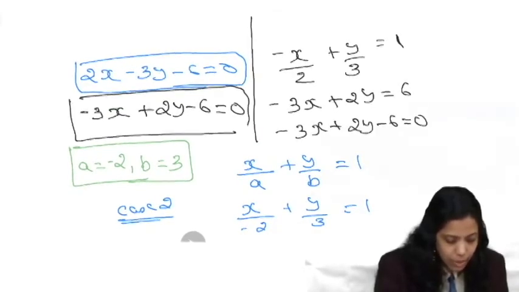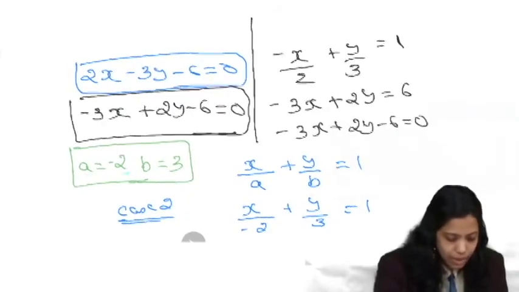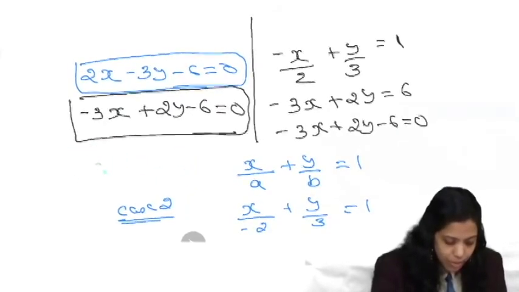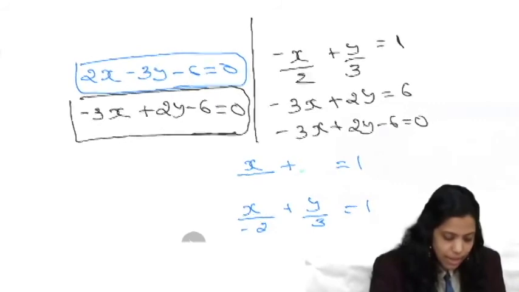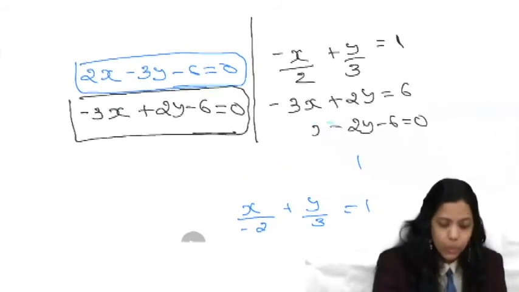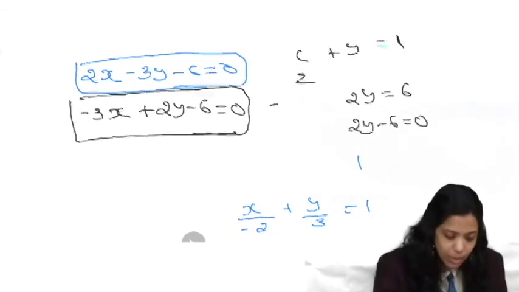So here we got the second equation, negative 3x plus 2y minus 6 equal to 0. These are the two equations of the line: 2x minus 3y minus 6 equal to 0, and the second one, minus 3x plus 2y minus 6 equal to 0.